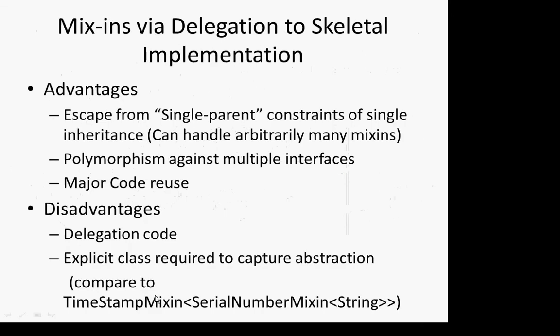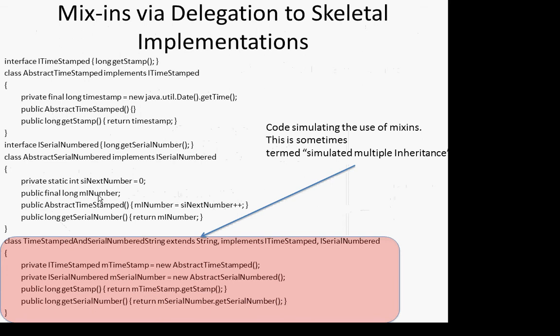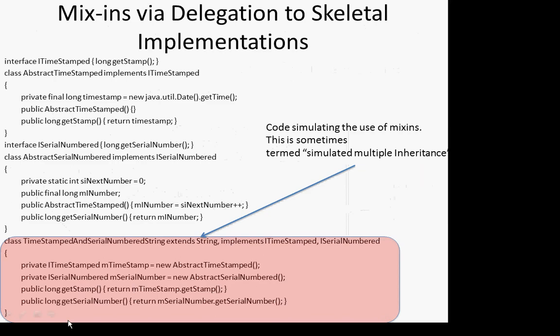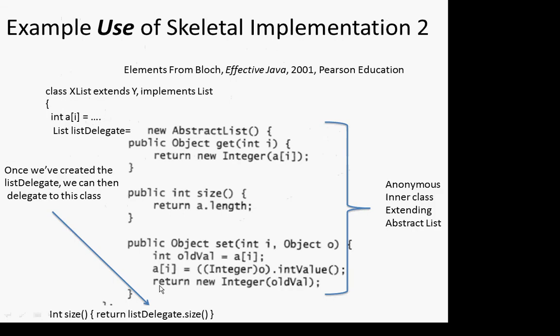So what are the advantages of doing these sort of skeletal implementations in a mixin type of fashion? Well, you can escape from the single parent constraint of single inheritance. You can essentially handle arbitrary mixins. I mean, here I did it with two, but I could do it with several others as well. And for each of them, yes, I have to go through the ritual of delegating, but I don't have to implement it from scratch. I don't have to create all my own data structures. I just create one of these abstract classes, maybe filling things in the meantime, and then I can delegate to it.